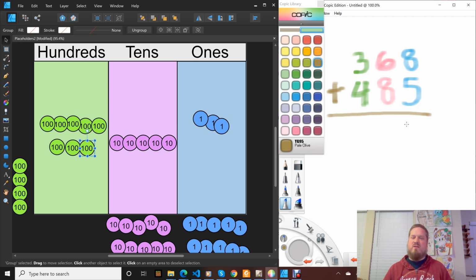Now we're going to do it the same way as we did before, where first we're going to add up the ones column, and we're going to add up the tens column, and then we're going to add the hundreds column. I think you'll see that things will be a little bit different. So we're going to add up the ones first. 8 plus 5. What's 8 plus 5?